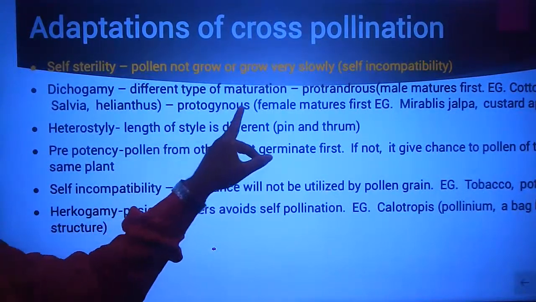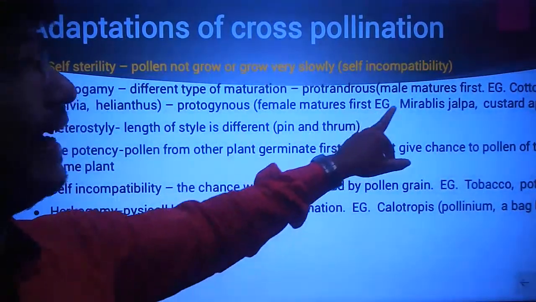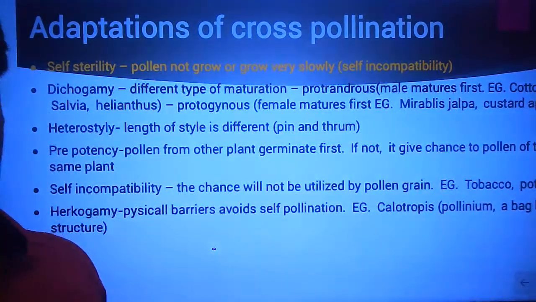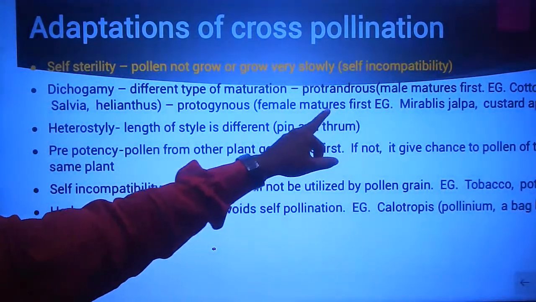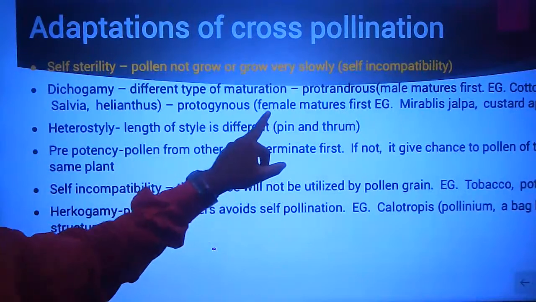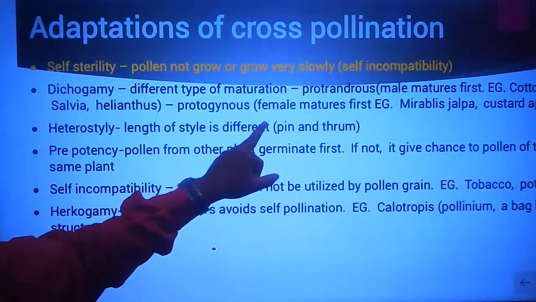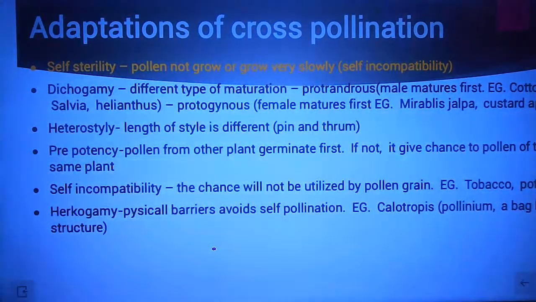Then protogynous, the female matures first. Examples: custard apple and Mirabilis jalapa, that is the four o'clock plant, where you could see the female matures first. This we call protogynous.